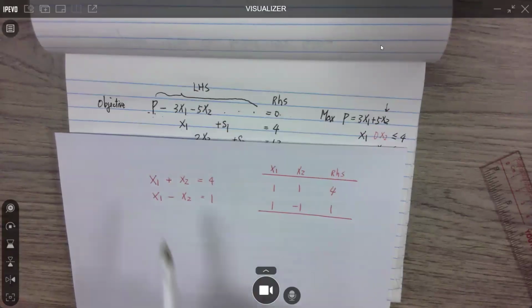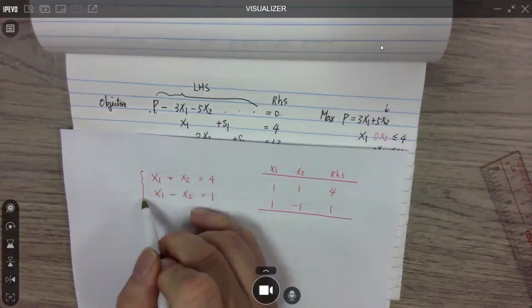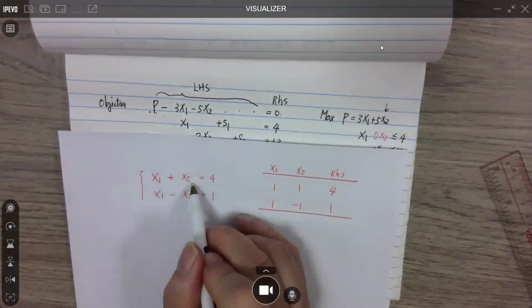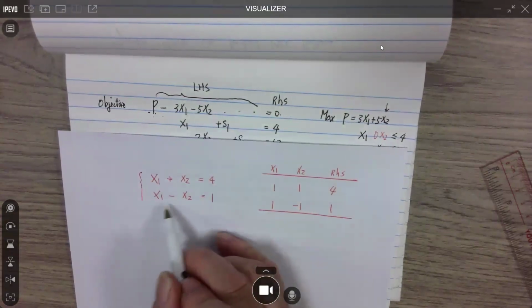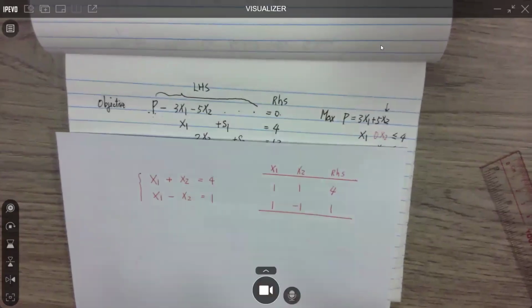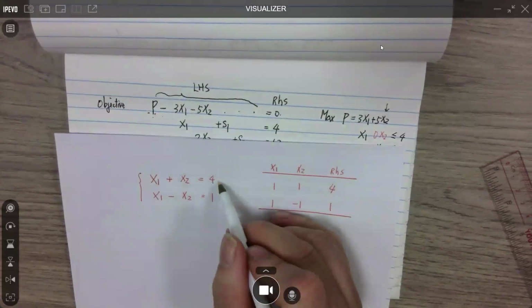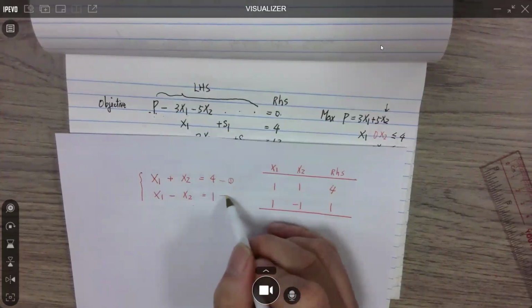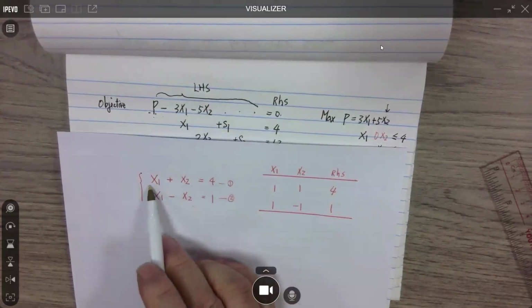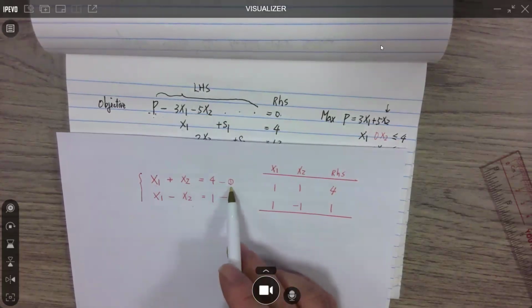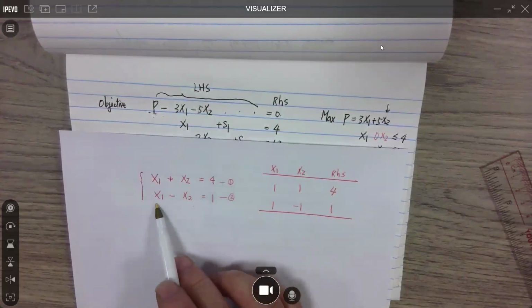Say you want to solve the linear system x1 plus x2 equal to 4, and x1 minus x2 equal to 1. How are you going to solve it? Well, your teacher will ask you to multiply the first equation by minus 1, and then add it to the second equation, and then replace the second equation.